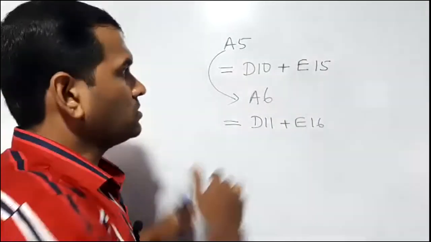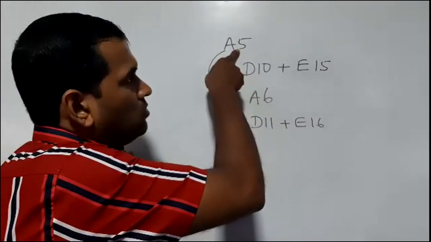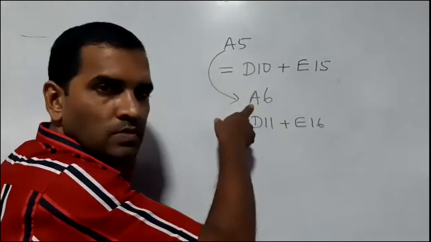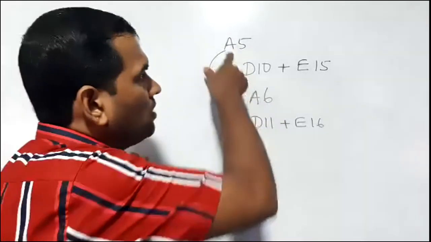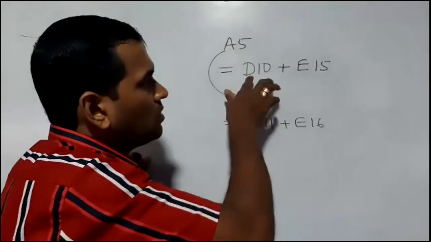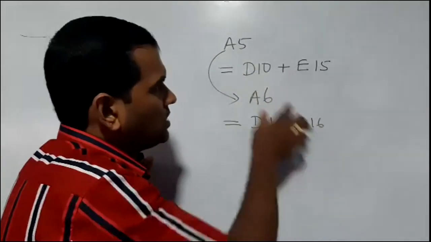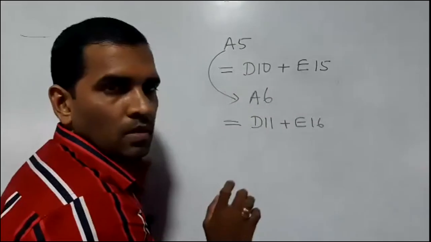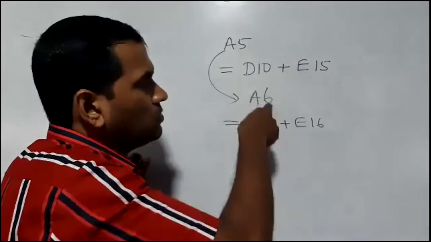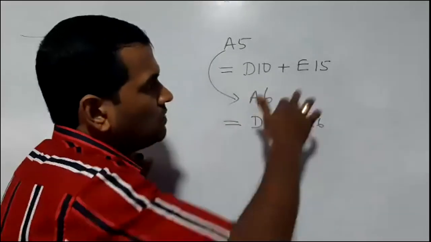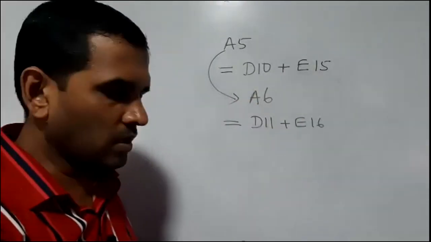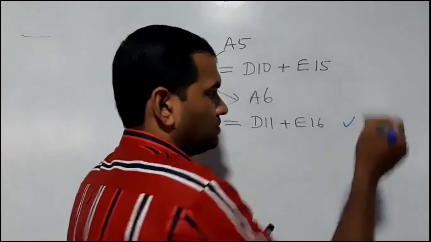It's correct because you move from A5 to A6, which means you went to the next row, but the column remains the same. So here, column letters never change, D, D, E, E. But you went from 5 to 6, so you just passed one row. So here 10 becomes 11, 15 becomes 16. Okay, so this is right.